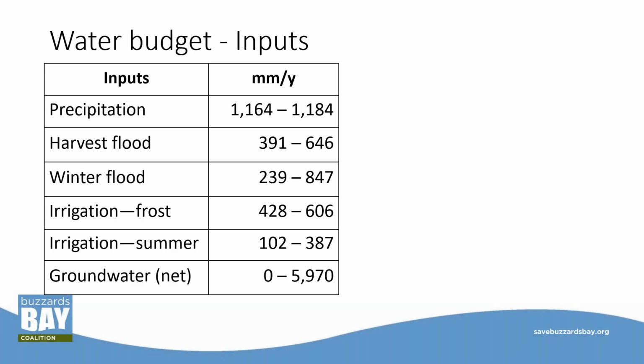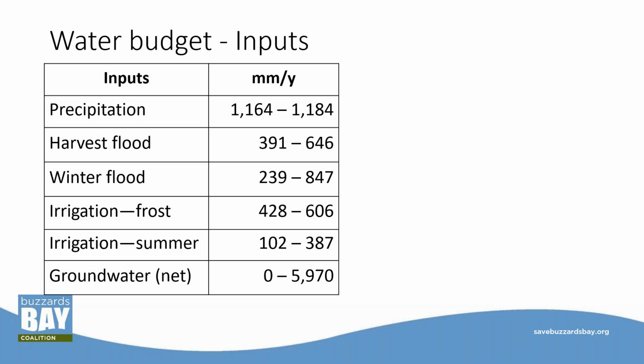So we had precipitation as a water input of about 1,000 millimeters per year. Our harvest floods here, we have relatively small variability between the 3 sites, so between 400 and 650 millimeters per year. The winter floods we have a more variable amount of water. So depending on the exact setting of the bog, some bogs flooded more than others, depending on the farmer's preferences. And then for both the irrigation for frost and for summer, again, we're looking at a relatively narrow range between the 3 bogs. Where we see a really huge range is in our groundwater.